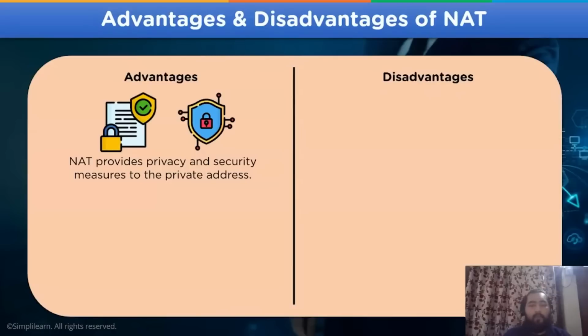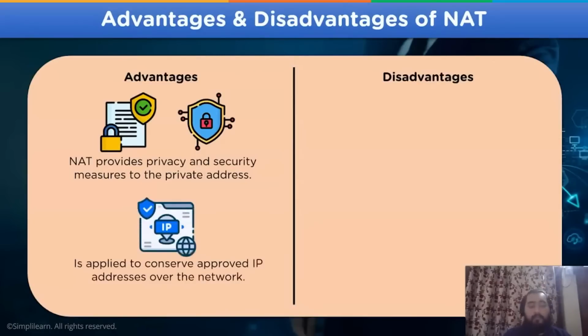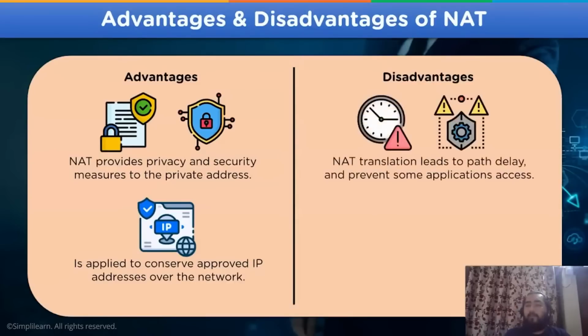Let's move on to the next advantage. The NAT process is applied to conserve approved IP addresses over the network channel. As discussed earlier in the previous slides, the NAT process helps to conserve IPv4 addresses. Now let's look into some disadvantages of applying NAT in the network channel. And the first disadvantage is that NAT translation leads to path delay and prevents some applications from accessing the network channel.